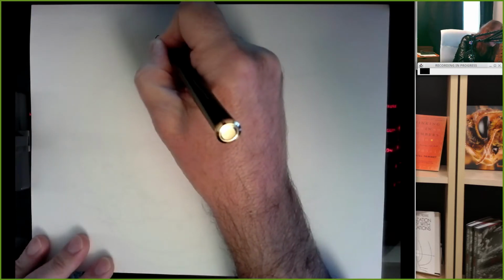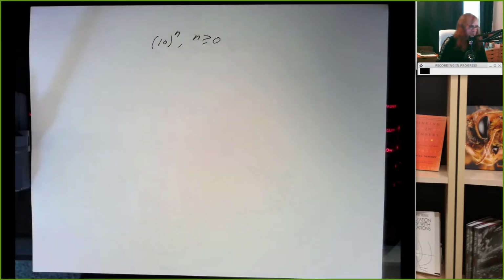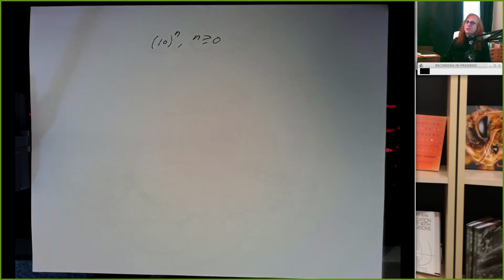Alright, so with that idea, suppose we want to recognize strings of this form: 1, 0 to the n, n bigger than or equal to 0. So successions of 1 and 0.